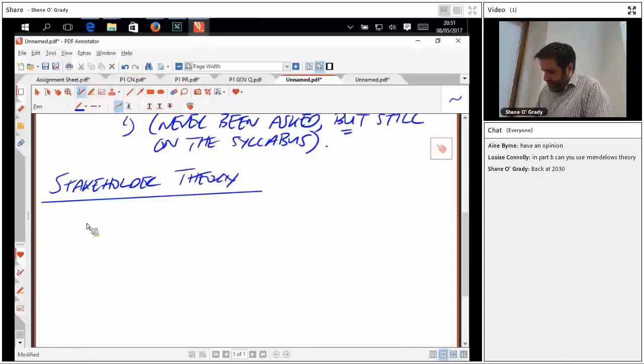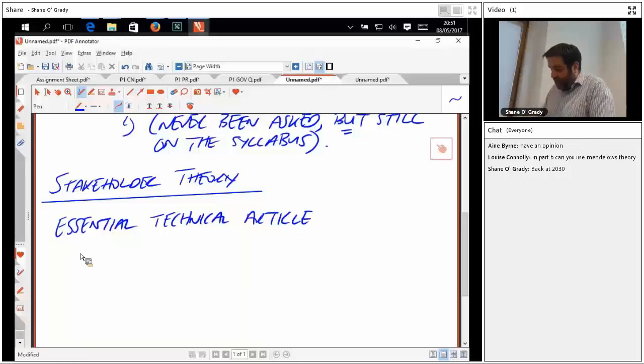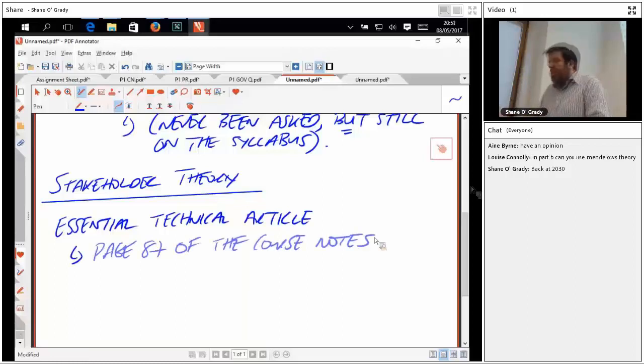There's one in particular. Okay, so there's an essential technical article, and you really cannot afford to go into the exam not having read this, even though it's one of the earliest ones. Okay? And the crucial thing with this, it has some of the definitions in the beginning.